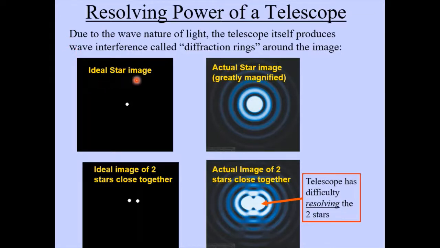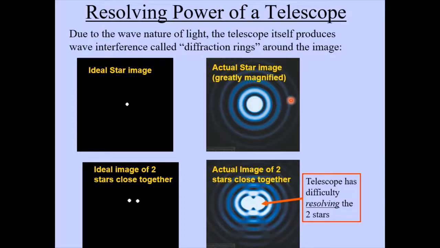Ideally, a star in an image would look something like this, a point of light, because the star is so far away. But if we actually magnify this image of the star many, many times, we would see that the star's light is spread out in a bunch of light rings with dark circles in between the rings. These are the so-called diffraction rings.